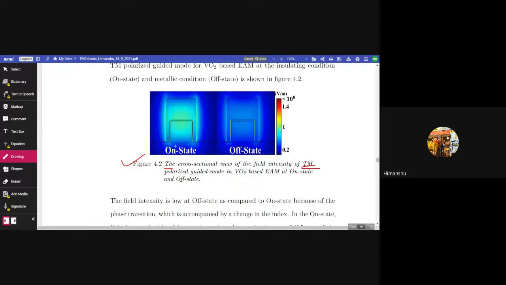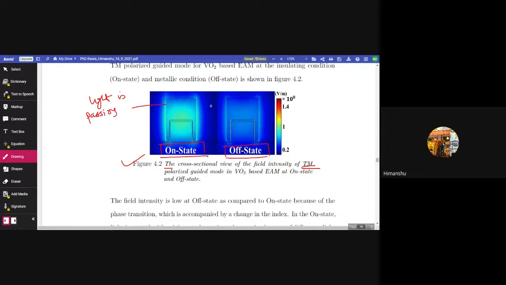So figure 4.2 shows two states. In the on state, there is no obstacle, and the plasmonic material, which is sandwiched between the Si waveguide, is not creating any obstruction. Therefore, the light is passing through the waveguide without any obstruction.